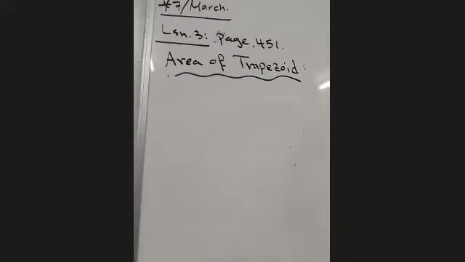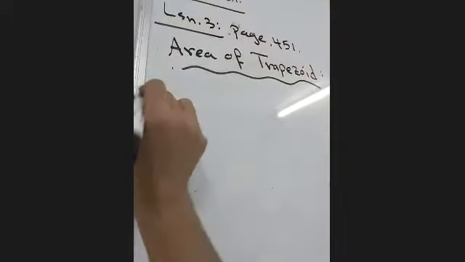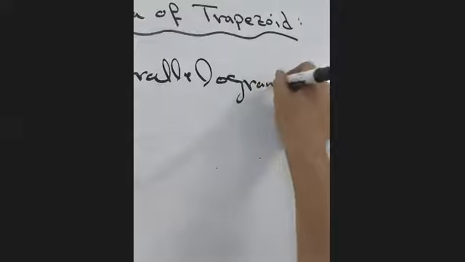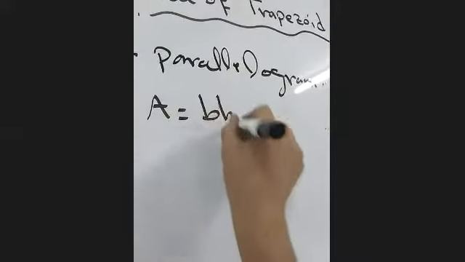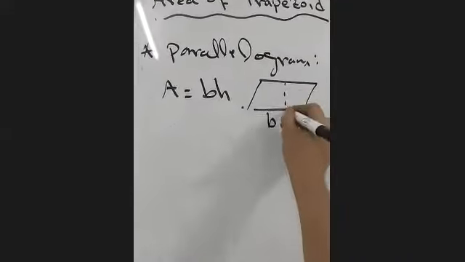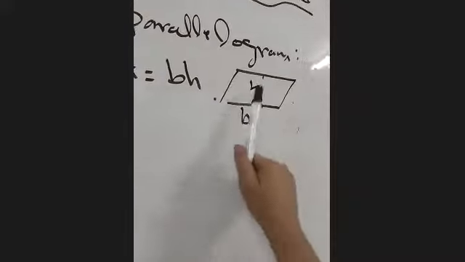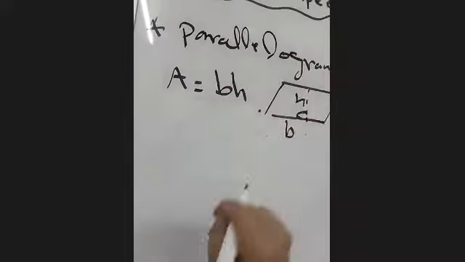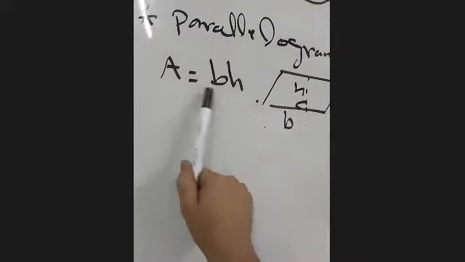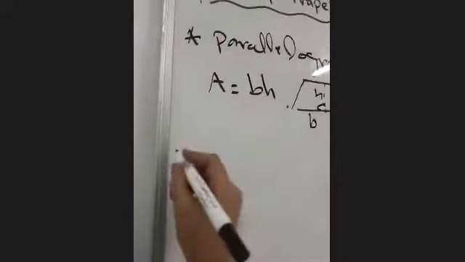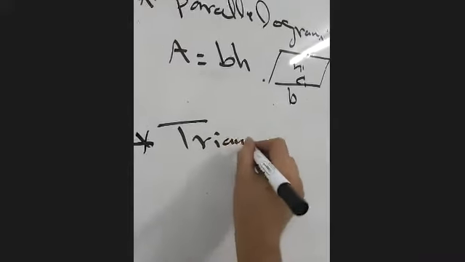Area of trapezoid. Before I start with this area, let's remember what we did until now. Until now, we took two main figures. The first one, parallelogram. The area of it is BH. You have the base, you have the height, and the area is BH. The question has two ideas. Either the dimensions are given and they want the area from you, or the area is given and one of the dimensions is missing and they want you to find it. This is the parallelogram. The second one is the triangle.